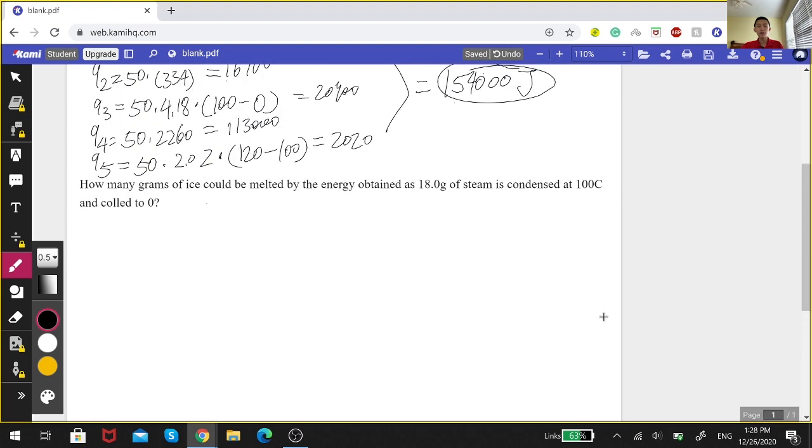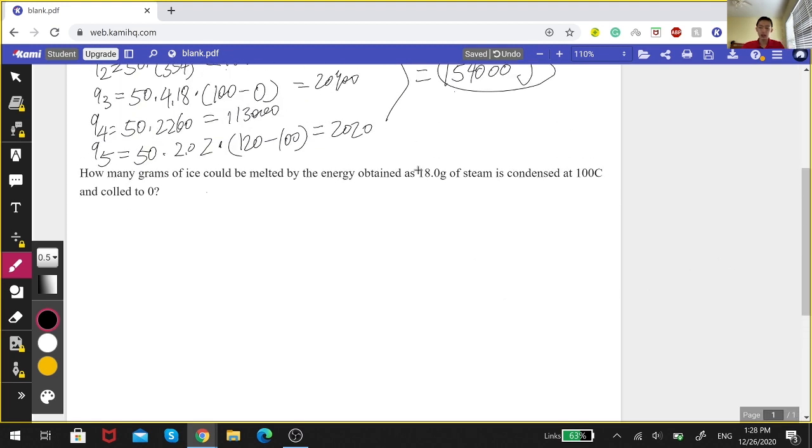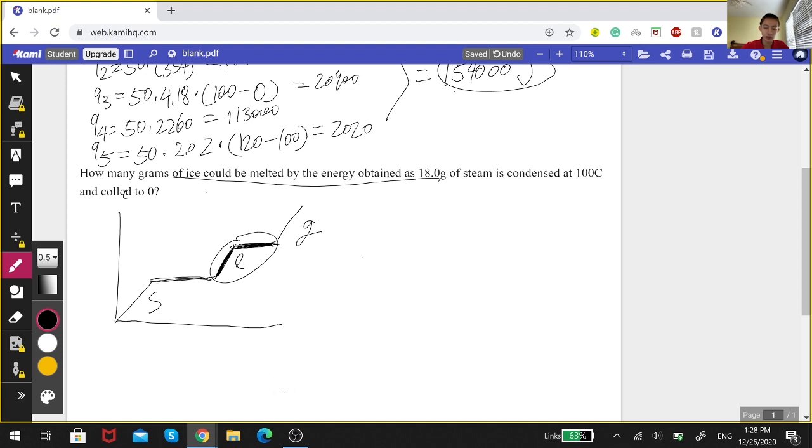How many grams of ice will be melted by obtaining heat energy as 18.0 grams of steam is condensed at 100 and collected to 0 degrees. All right, so let's draw the situation over here again. And this time we have solid, liquid, gas. We have 100 degrees, which is over here, this line, collected to 0 degrees. All right, so ice melting, this line is the melting line. So how much ice will be melted by using the same energy from here? So these two have to be equal to each other.